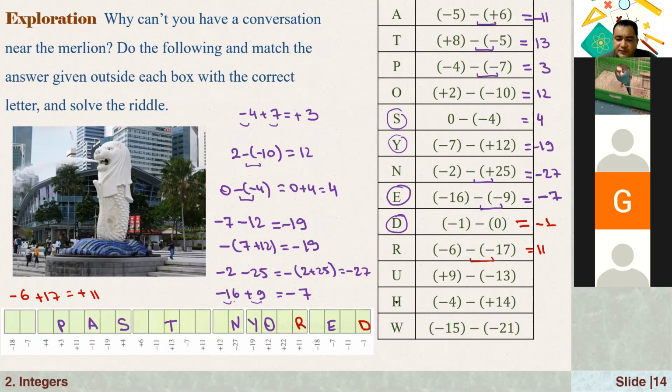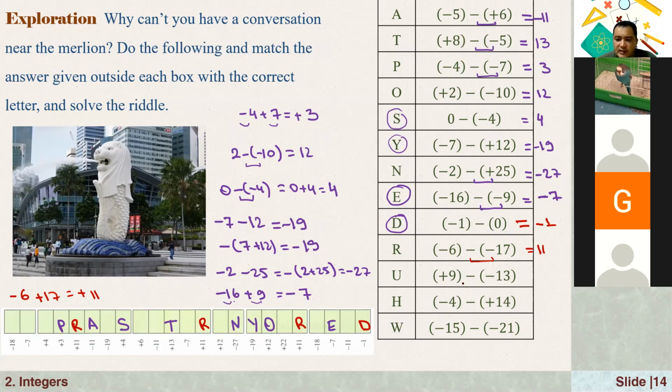Okay. Continue. Yes, we have 3 positive 11s. Here we have one, another one, and another one here, near the P. Yes. Okay, very good. Thank you very much.